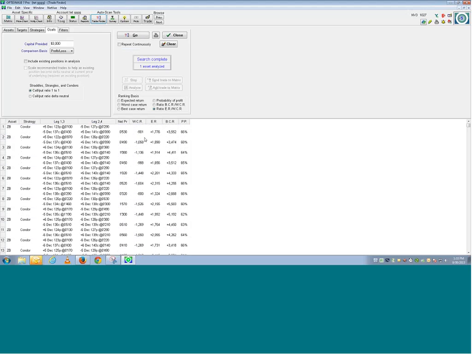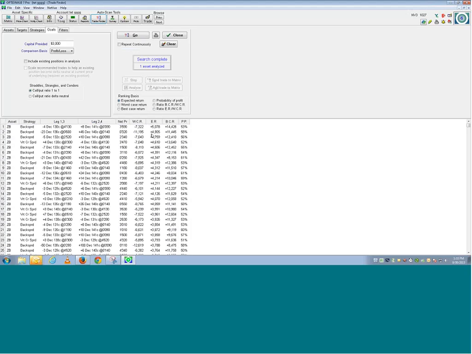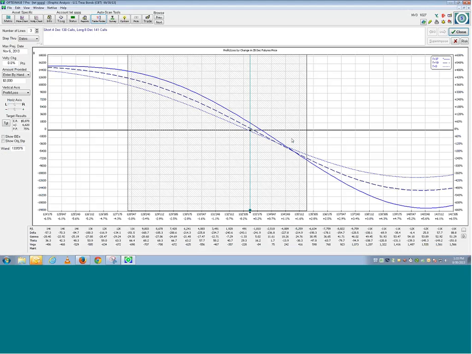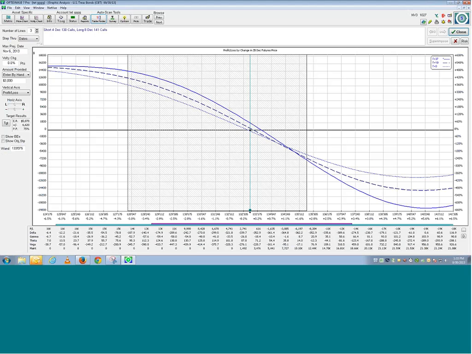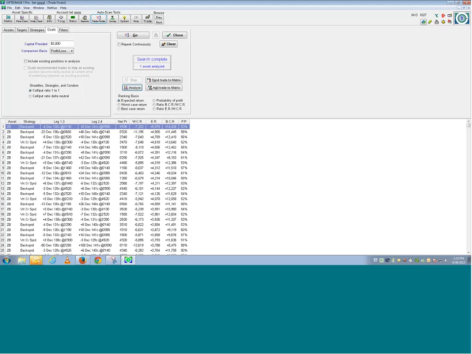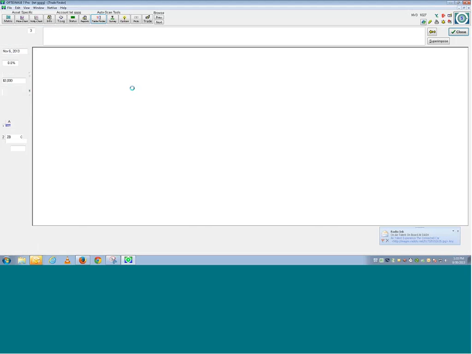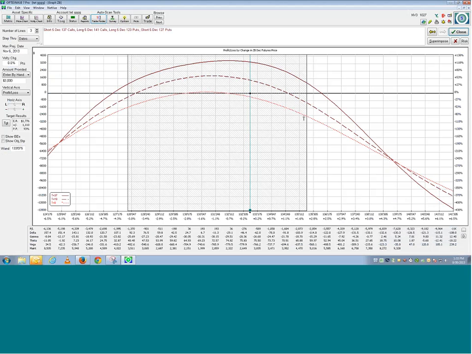Yeah, different set of trades. Highest expected return is this one. Wow, very directional. Making some good money over there on the downside. ER divided by worst case. It's the condor again right there. Look at that. Okay, and hey, that's kind of interesting.